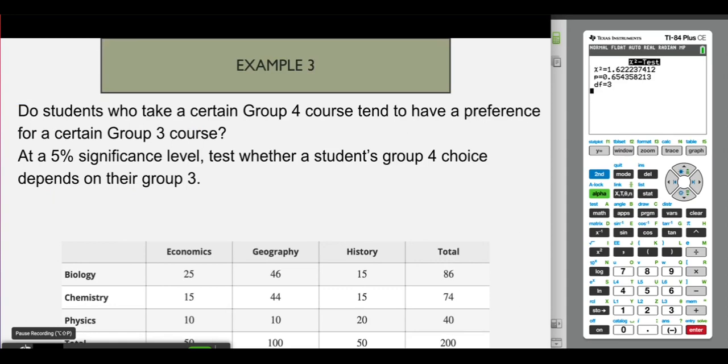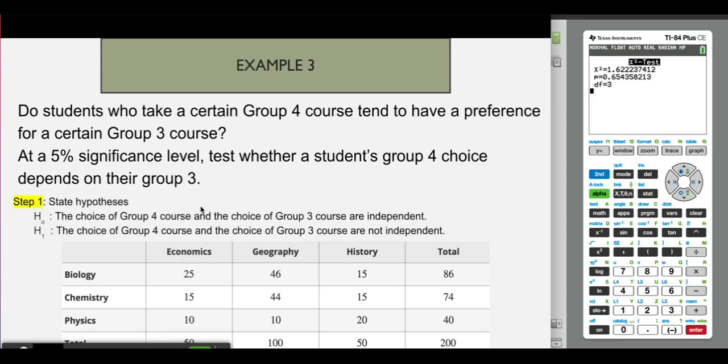Let's look at a final question for today. Do students who take a certain Group 4 course tend to have a preference for their Group 3 courses? Do this at a 5% level of significance and test whether the students' Group 4 choice depends on the student's Group 3 choice. So we're in a situation where we are looking for dependency or independency. So we need to do a chi-squared independence test, and we are comparing Group 4 choices and Group 3 choices.